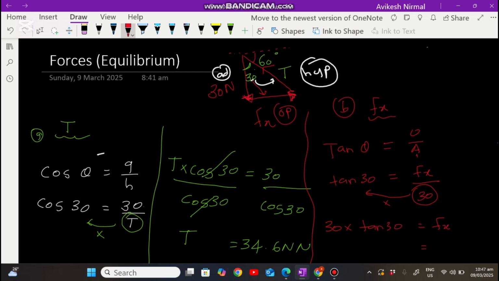Tangent of 30, you get 17.32, so you get 17.32 newtons. That is the force in the x direction. So these are the solutions to that example.